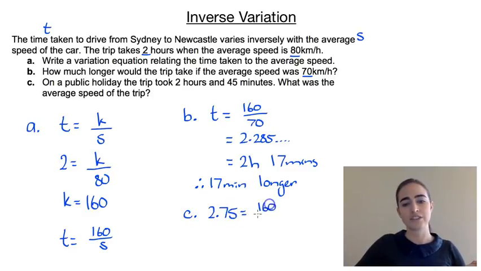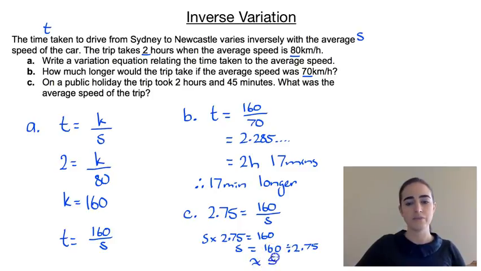We had our 160 over our average speed. We don't like that unknown being in the denominator, so we'll multiply both sides by s. So we'll have s times 2.75 is equal to 160. Then to get the s on its own, we divide by 2.75. So 160 divided by 2.75, and if we round to the nearest whole number, we end up with 58 kilometers per hour. So that's just one example of a problem involving inverse variation.